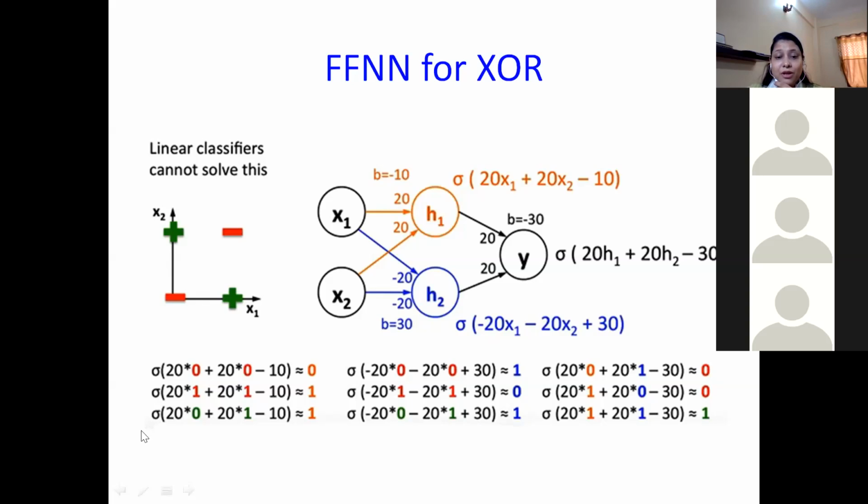And for this particular combination, the 0, 1 combination, you will have H1 as 1 and H2 as 1. So by putting this 1 and 1, you are getting 40 minus 30, that is 10. And you will have an output as 1.